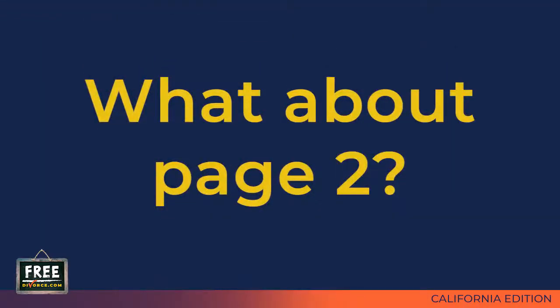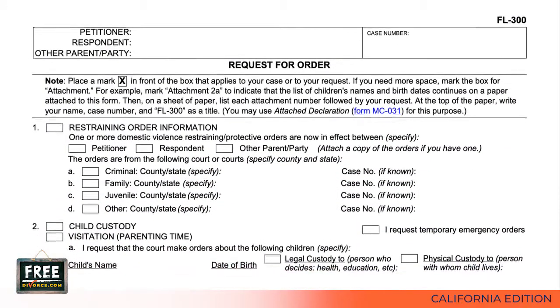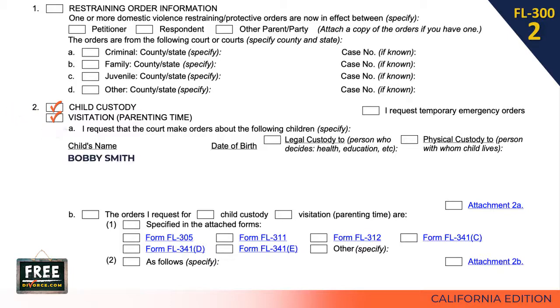What about page 2? If you want a temporary child custody order, you are going to check box number 2 on page 2. Check both the child custody box and the visitation parenting time box just below it. Then, in section 2A, list the names and dates of birth of the children. Then, check the legal custody box and indicate the type of legal custody you want.